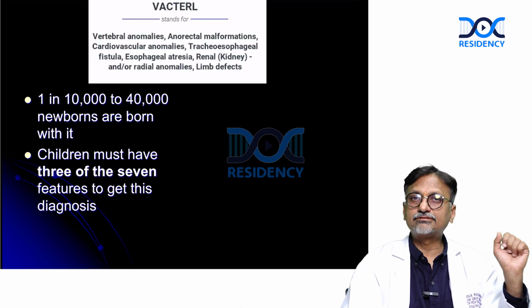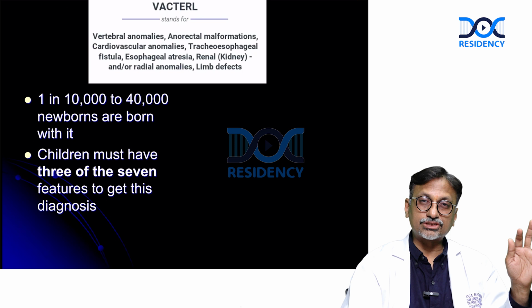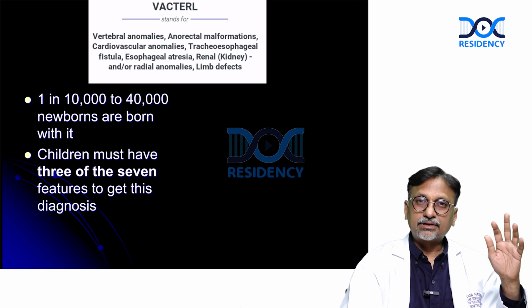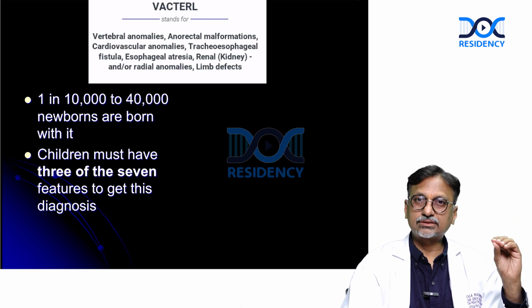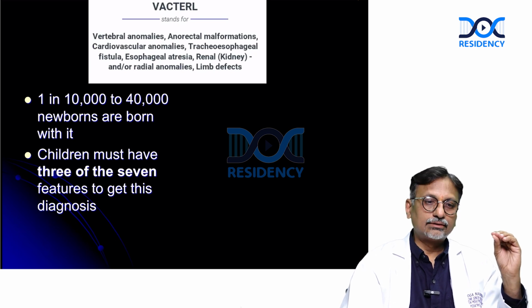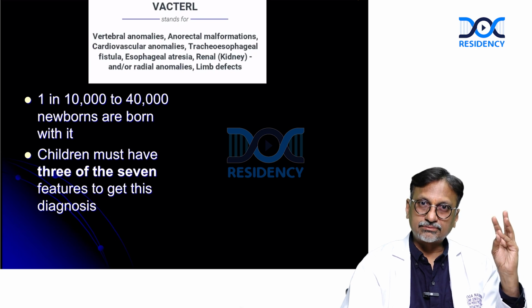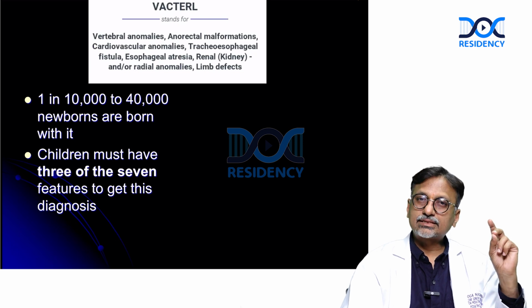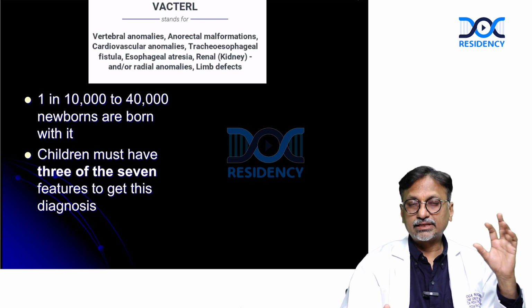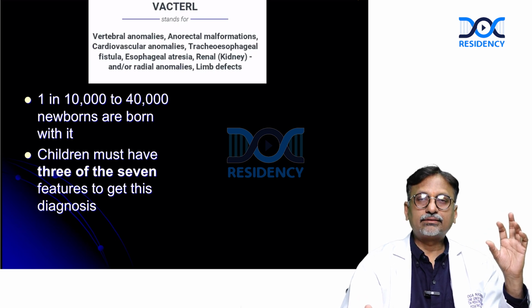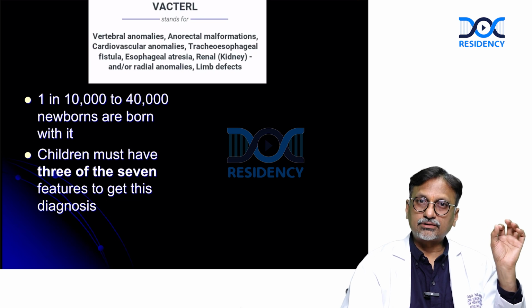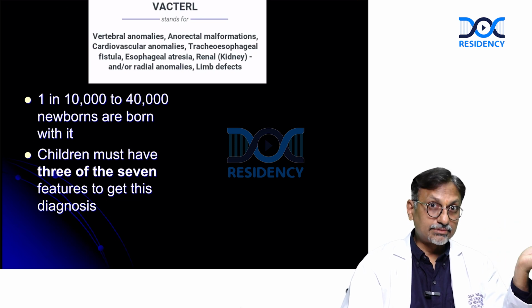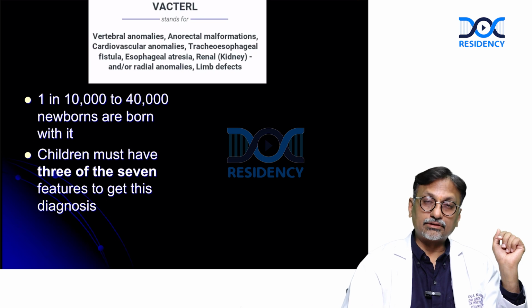Coming to the associations, there are several fancy associations with anorectal malformations, but we'll talk about the most important one, which is the VACTERL or VATER anomaly. VACTERL: V stands for vertebral, A stands for anorectal malformations, C stands for cardiac anomalies, TE for tracheoesophageal anomalies, which is usually esophageal atresia or tracheoesophageal fistula, R is for renal kidney anomalies, or sometimes it can be radial anomalies also, and L for limb defects.